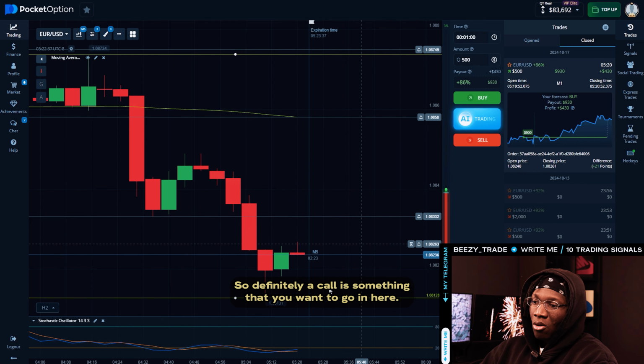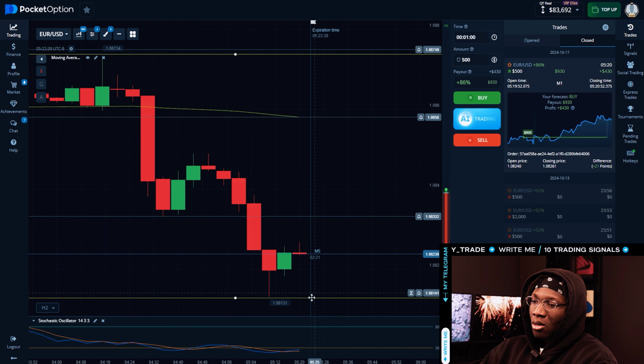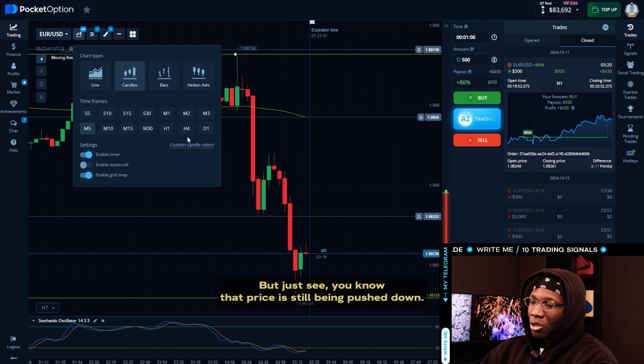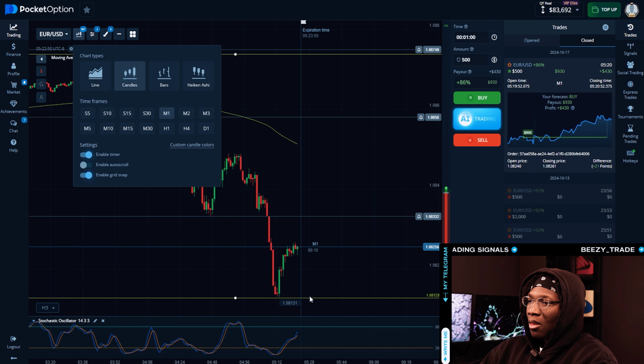So definitely a call is something you want to go in here. But just seeing how that price is still being pushed down, it's still a little sus in my opinion to enter into a trade like that. But when we go to a M1, we can see that that's kind of changing.